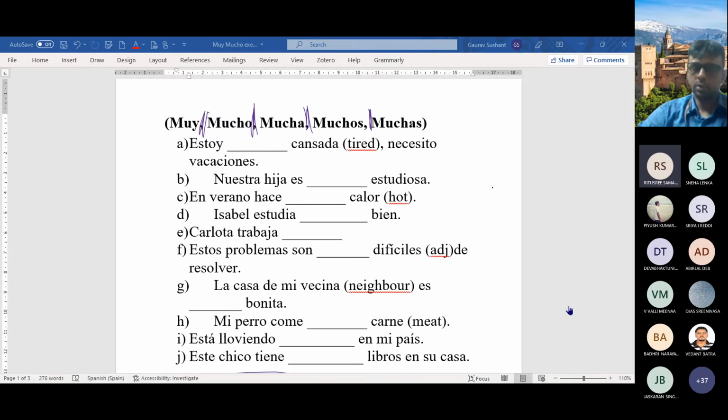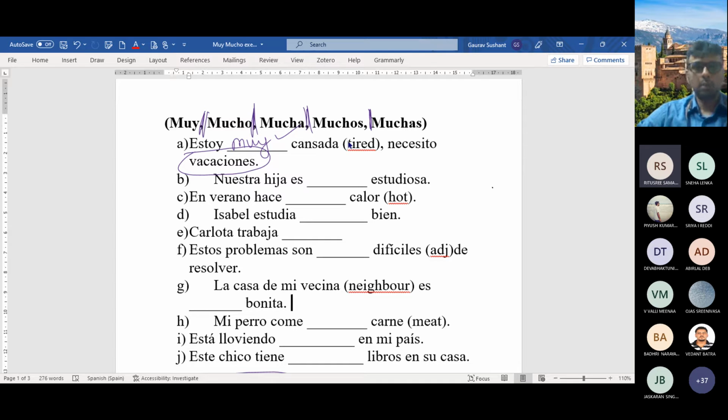Aisha Sartaj, can you tell me the answer for the first one? Yes, sir. It should be muy. Estoy muy cansada. Necesito vacaciones. Vacation in Spanish is vacaciones. Okay, sir. So it will be muy cansada.